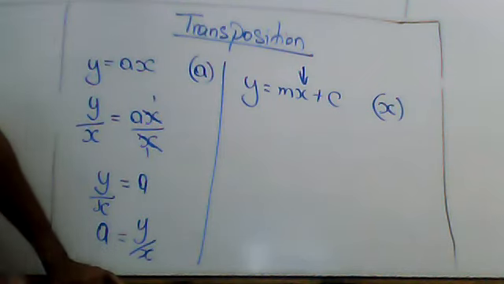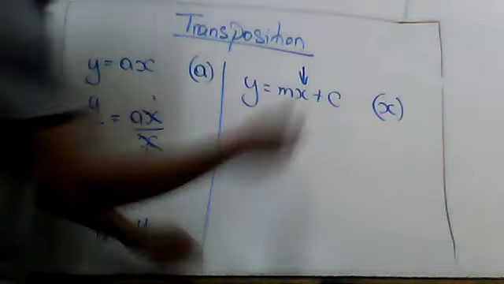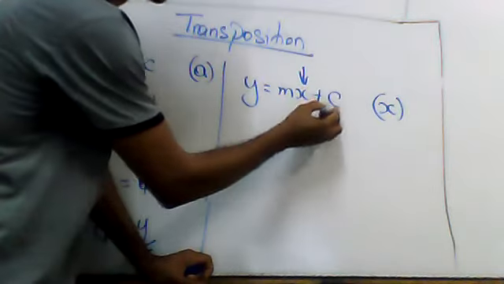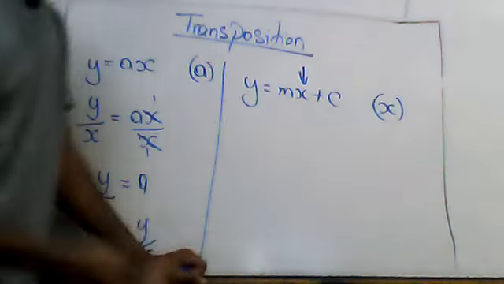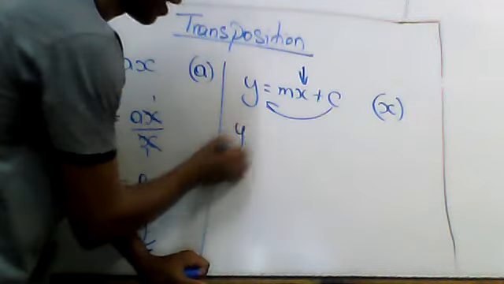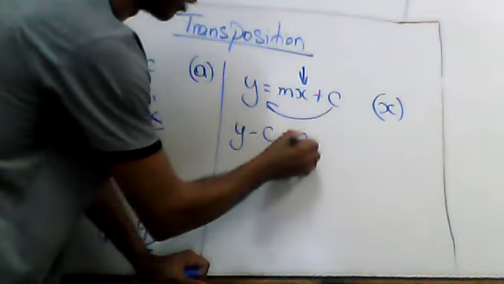Which of the operations is addition? So that means we need to remove what first? We need to remove C. So what I'm going to do, instead of subtracting C at both sides, I'm just going to take it and bring it over the equal sign. So I'm going to have y minus C is equal to mx.